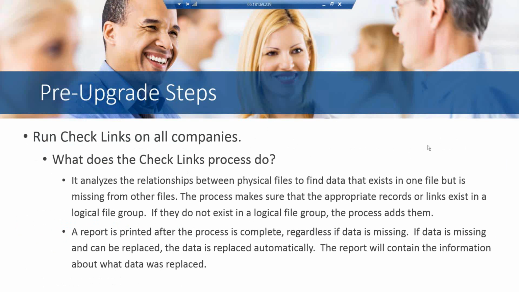So what I wanted to talk about now is what I mentioned a little bit ago, which is this checklinks functionality. So you can see here what checklinks does. It analyzes the relationship between files to find the data that exists in one but missing from others. Think of it this way: if I enter a payables transaction and I post it, there are going to be multiple files or tables that get updated in the system. One of them might update some summary data for the vendor, whereas another will be a transaction detail table.